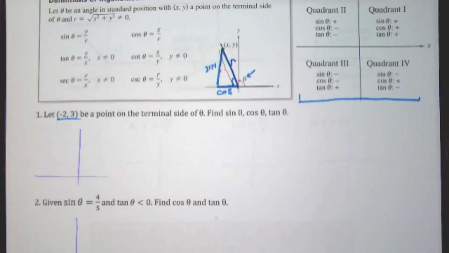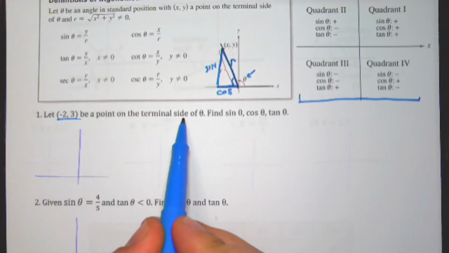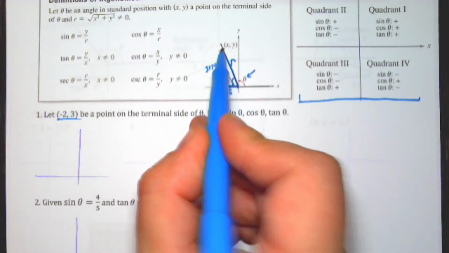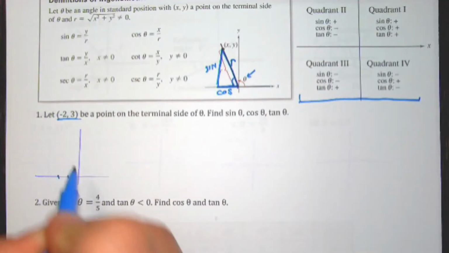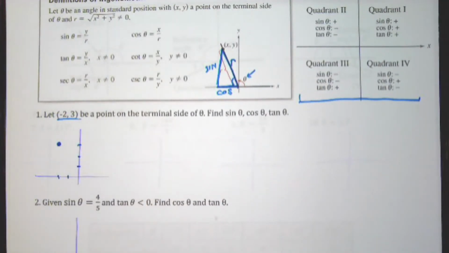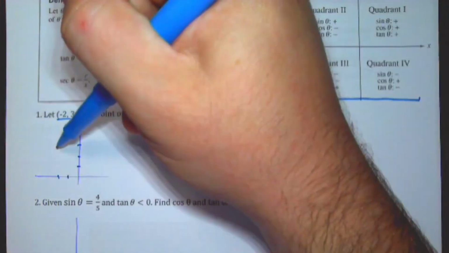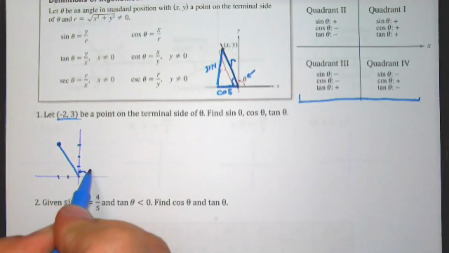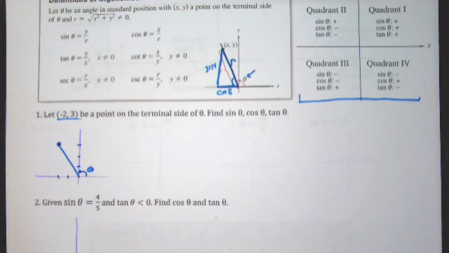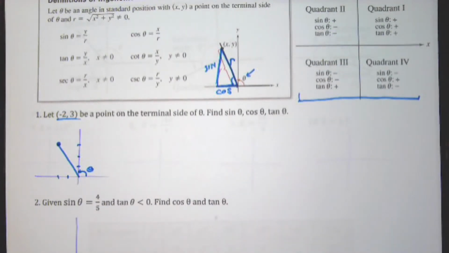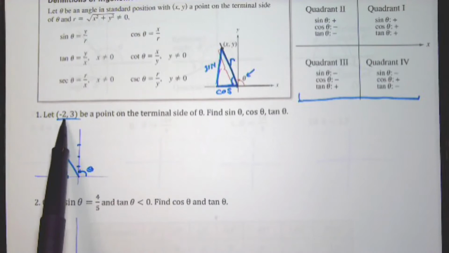So if we're given a point, so we know this point's on the terminal side of theta, so similar to what we had drawn up here, if we have some theta, this point is on that terminal side at -2 and +3. Again, whenever we can, it's good to draw pictures. And I know this is on that terminal side of our theta. Now, how do we find sine, cosine, and tangent just based off that? Because that's not on the unit circle.